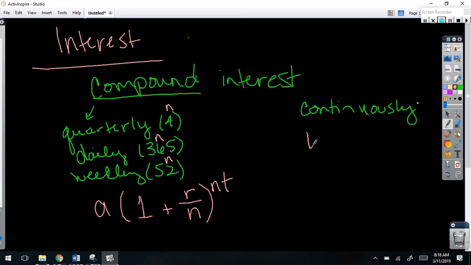Continuously, however, is a way different equation, but a much easier equation. PERT. P is your initial amount. It's the same thing as A. R and T, same thing. E is the E that we learned, the irrational number, right? This is really easy. I just didn't want to get into compounded on Friday. P is the initial amount. R is the rate, the interest rate.